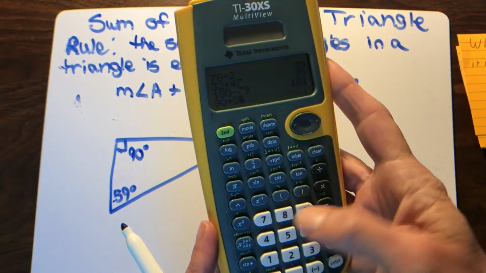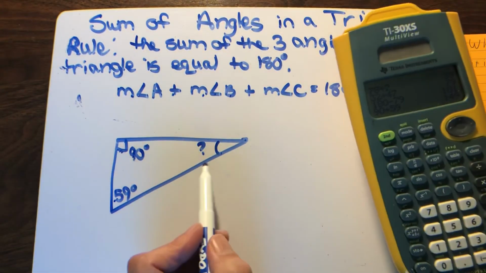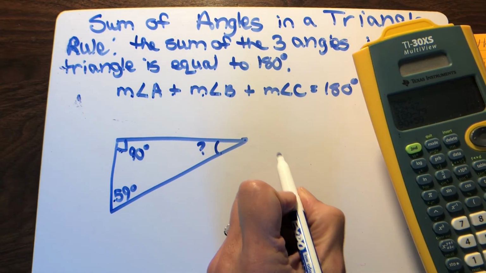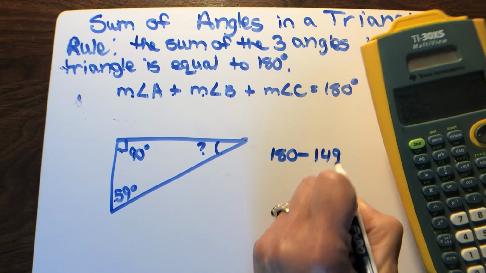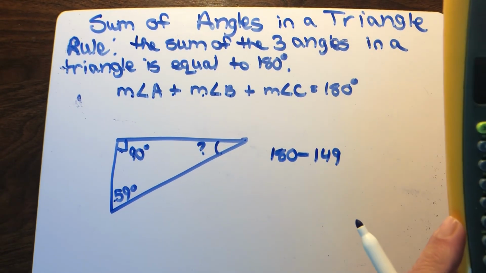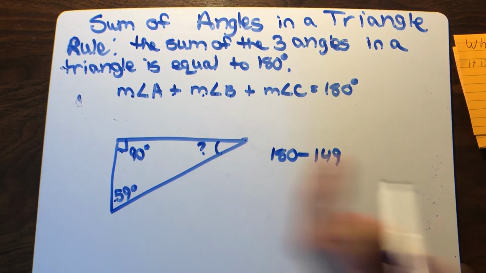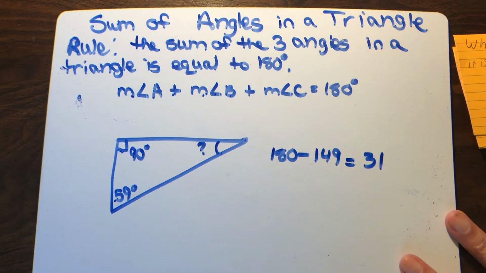Don't stress it. You got 149, but wait, you've got to take your 149 away from your 180. So you just work it on your calculator if you want to, and your answer is 31. Okay? Very simple problems.